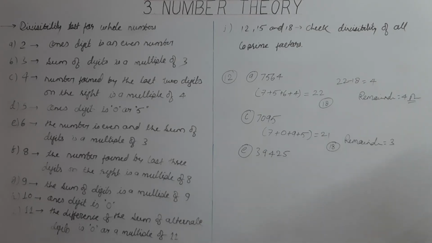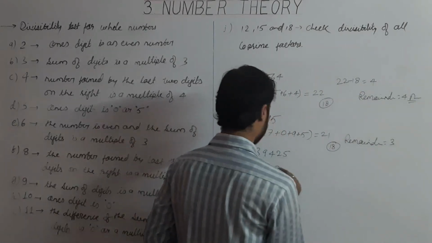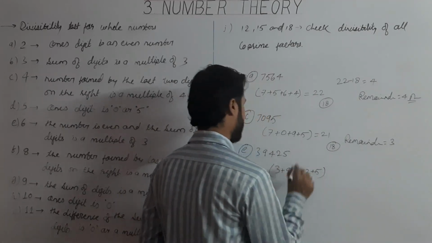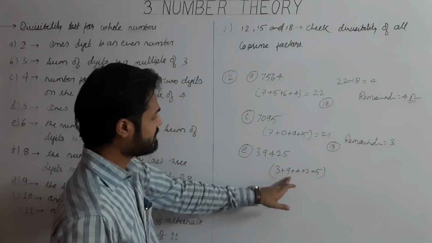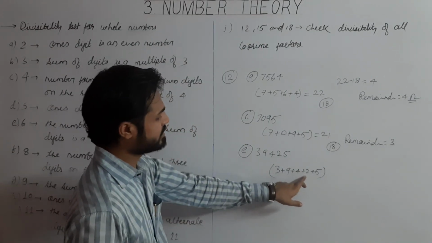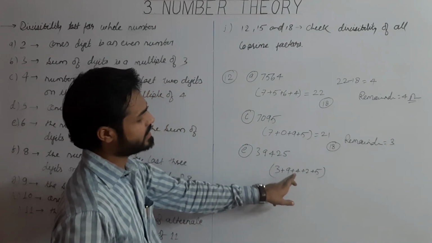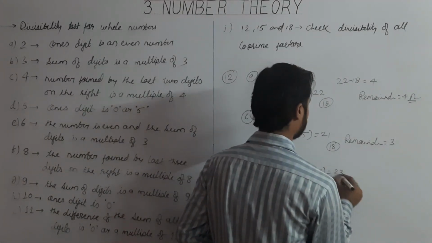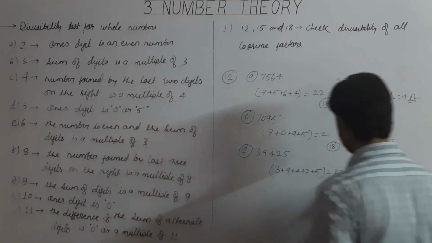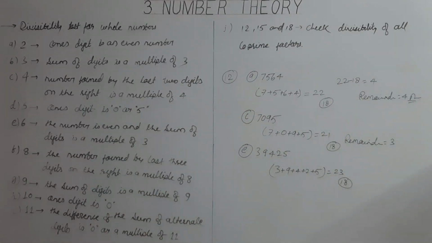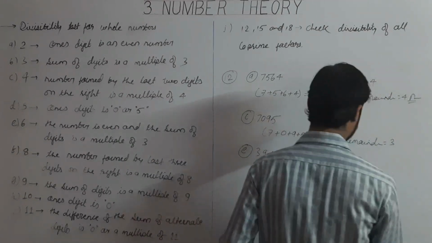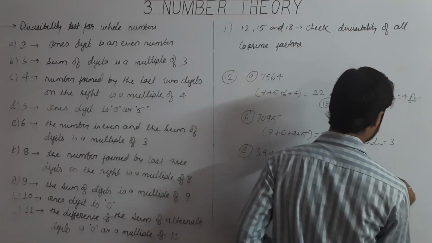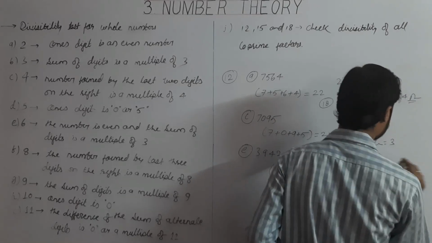Last, 3942 5. 3 plus 9 plus 4 plus 2 plus 5. So 9 plus 3 is 12, 13, 14, 15, 16, 17, 18, 19, 20, 23. 23. Again, 23 minus 18 is the answer. If you divide this number by 9, you will get 23 minus 18 equals 5 as remainder.